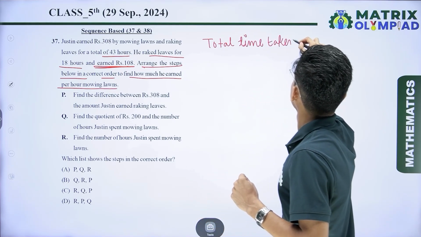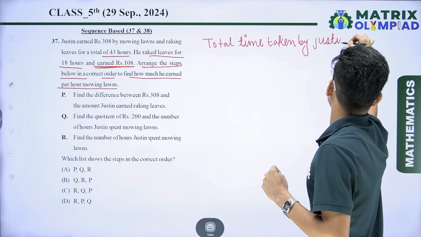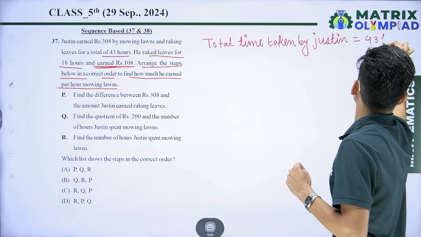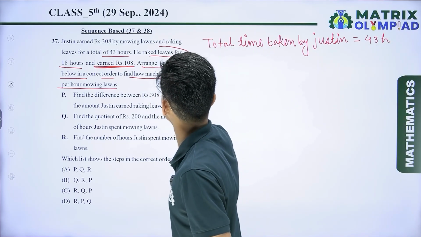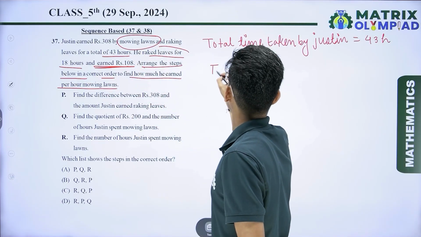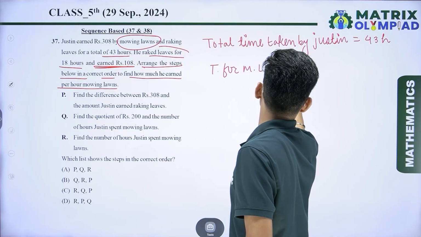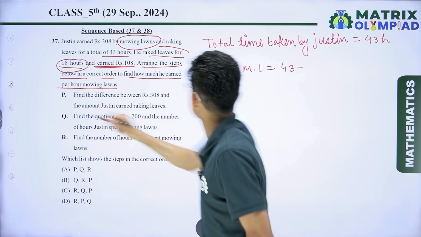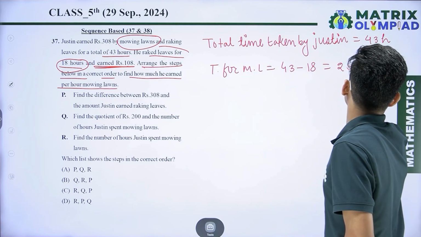So I can say that the total time taken by Justin is 43 hours. Now we have to first find how much time he took for mowing lawns. So time for mowing lawns is the total time 43 hours minus the time for raking leaves, that is 18 hours. If I subtract, then I get 25 hours.